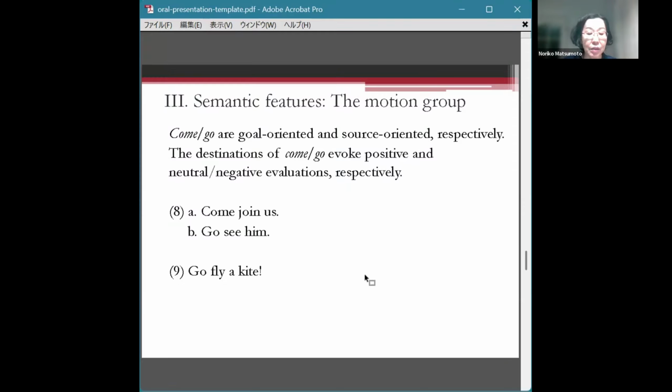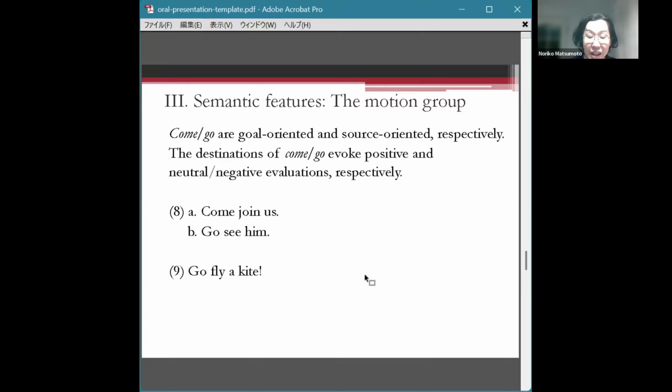With respect to deictic motion uses, come and go are goal-oriented and source-oriented, respectively. With respect to deictic evaluation uses, the destinations of come and go evoke positive and neutral evaluations, respectively. In this regard, the imperatives are closely related to the evaluative uses shown in 8 and 9.